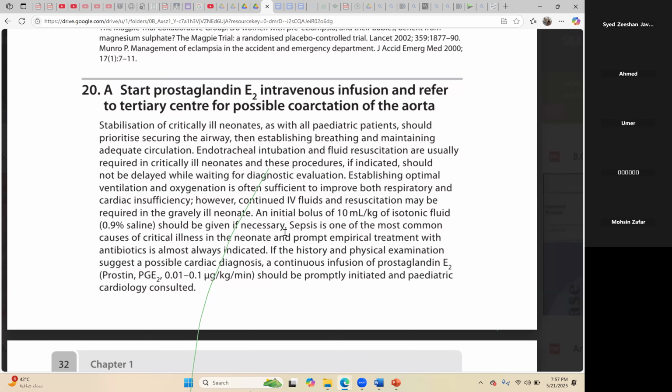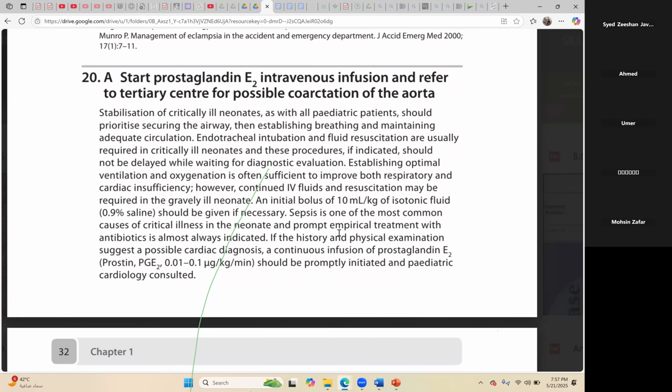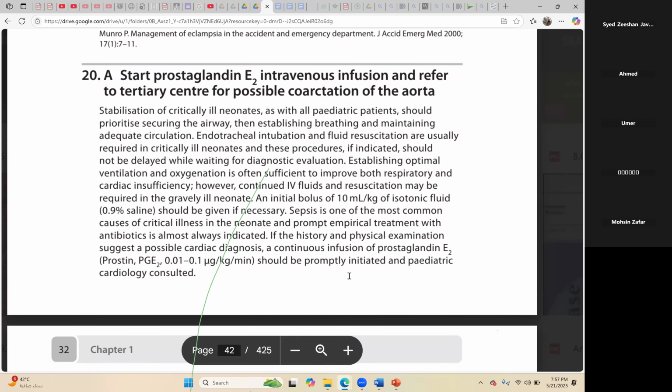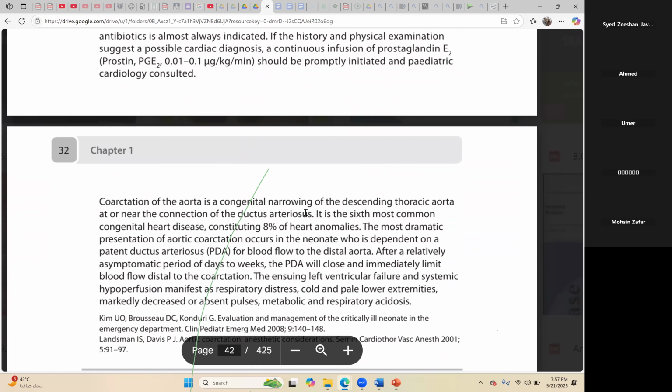Sepsis is one of the most common causes of critical illness in the neonate, and prompt empirical treatment with antibiotics is almost always indicated. If the history and physical examination suggest a possible cardiac diagnosis, a continuous infusion of prostaglandin E2 should be promptly initiated and pediatric cardiology consulted. Coarctation of aorta is a congenital narrowing of the descending thoracic aorta at or near the connection of the ductus arteriosus.